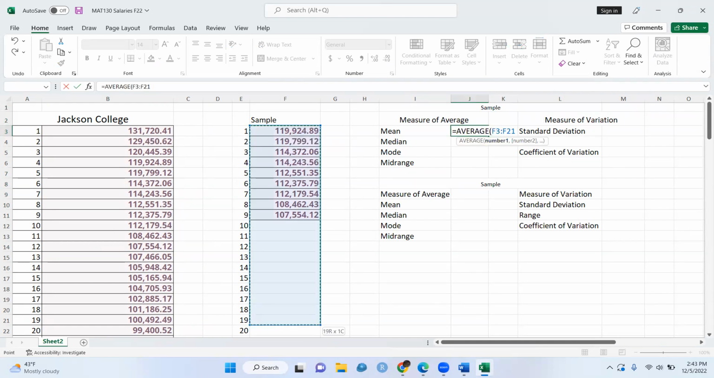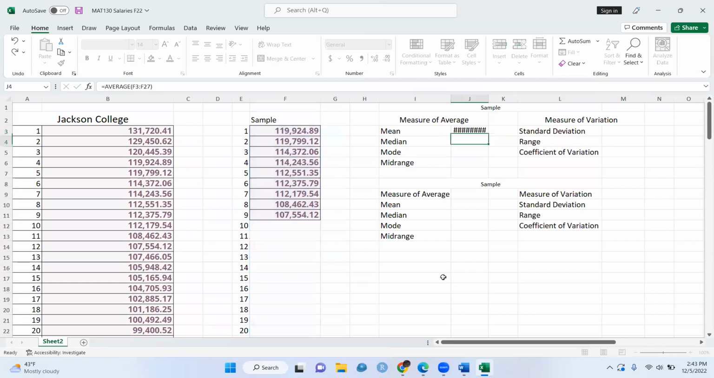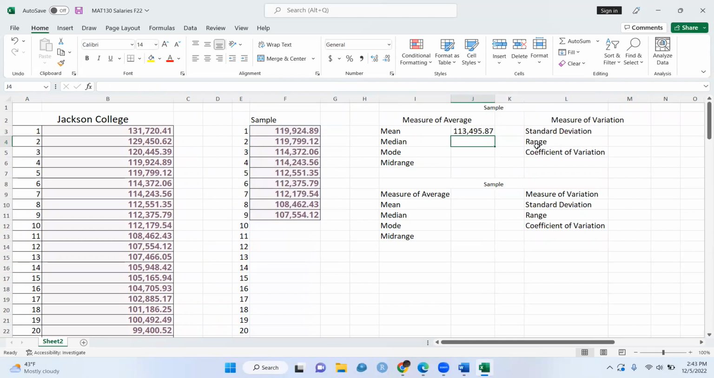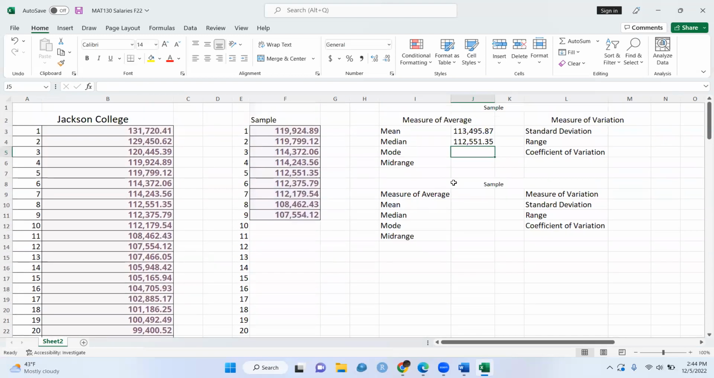And your job then would be to select all the 25 values in your sample. And this would get you your sample mean. To get the median, you hit equals, you type median, there's your median function. Select your sample, that's those 25 values, and there's your median.